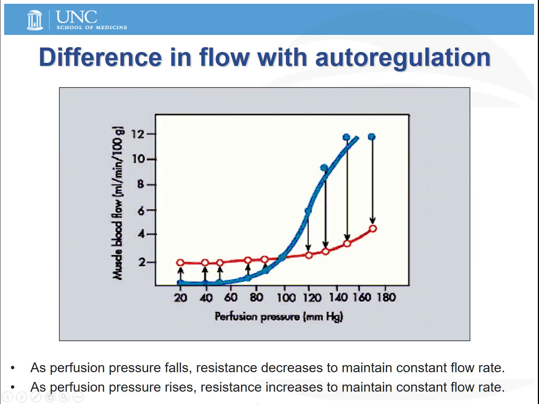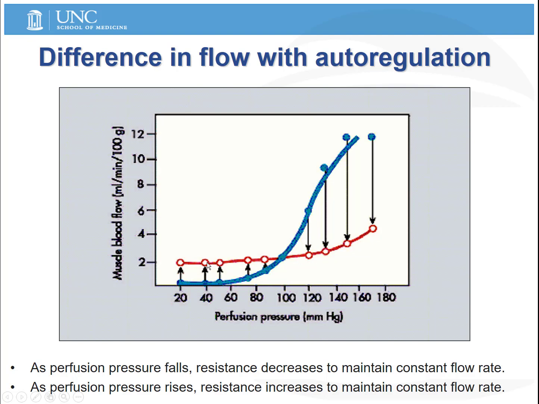In this graph, you can see the dramatic effect of autoregulation. This blue line is immediately after a change in arterial pressure, before autoregulation has had a chance to occur. And then after autoregulation has happened, there's a new steady state, and that's this red line.